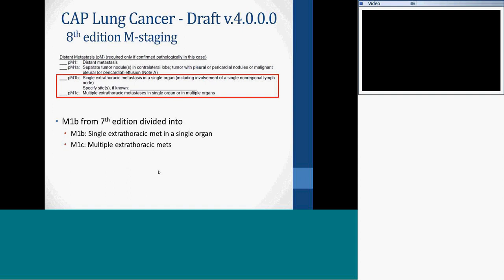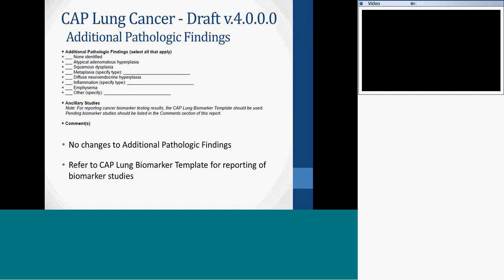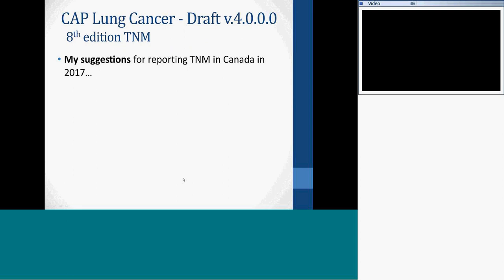Finally, other fields in additional pathology findings and ancillary studies don't look like they're going to be changing in the upcoming version. I don't have to discuss the lung biomarker template, but I would refer you to that if you're interested in finding out more about biomarker studies. So that sort of wraps up the overview of the draft version 4.0 protocol and the eighth edition of the TNM.